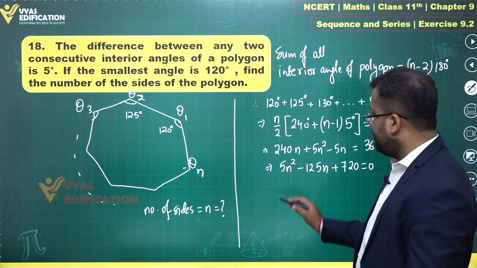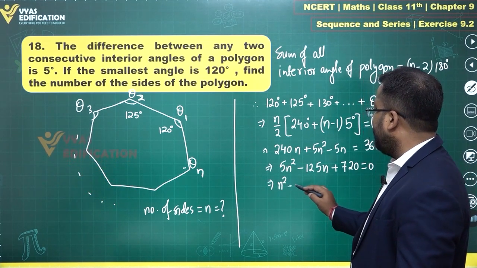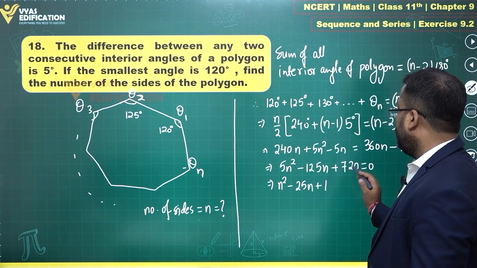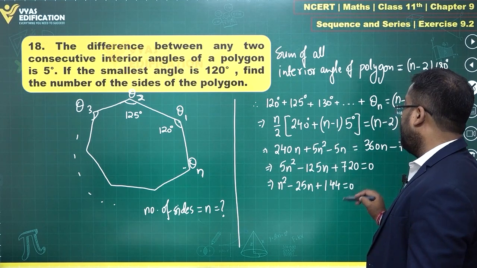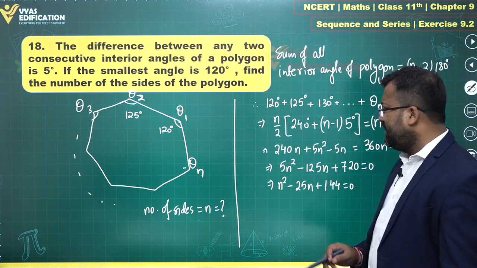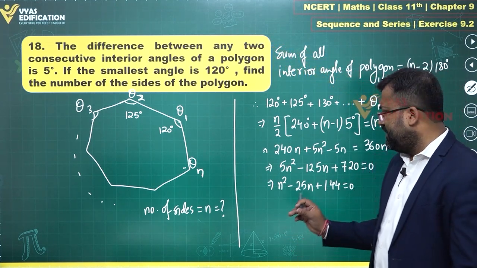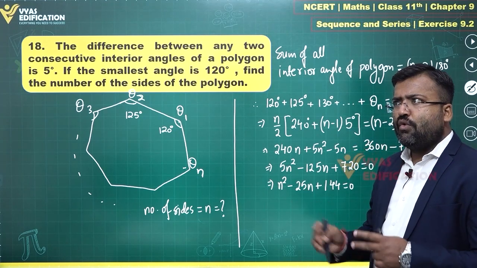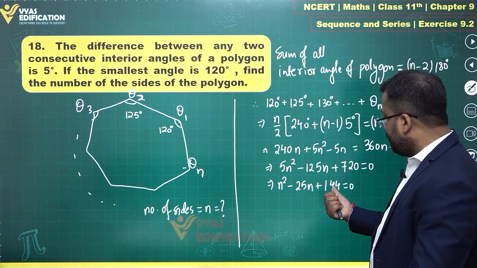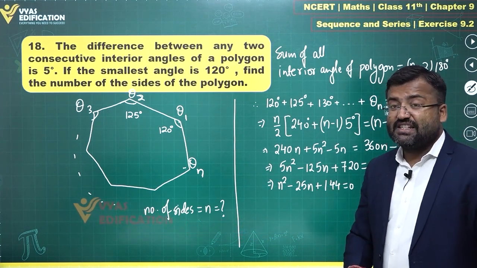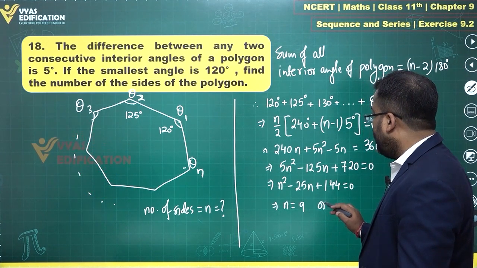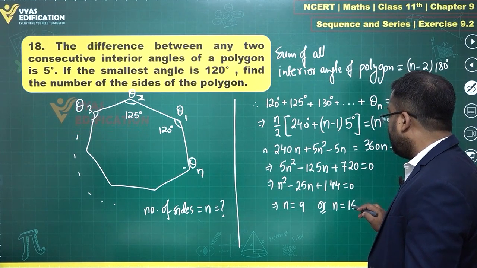Can we divide with 5? Yes. So the simplified form will be n square minus 25n plus, what is this? 144. So factorize this 144 to get the sum 25. It's simple. 144 is 12 into 12, but 12 plus 12 is not 25. So we need to increase the sum, right? So 12 you can make 9, and 9 into 16 is also 144. So this 9 plus 16 is 25. That tells me n will be equal to 9 or n will be equal to 16.